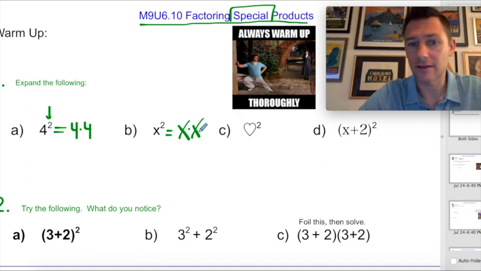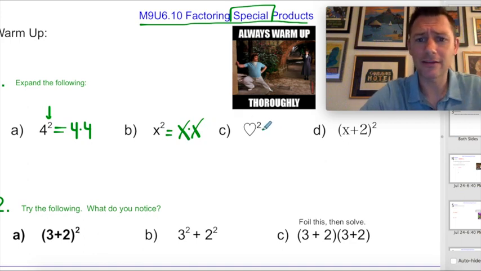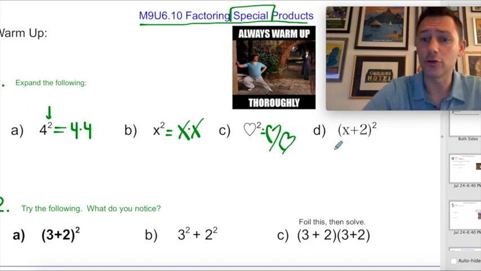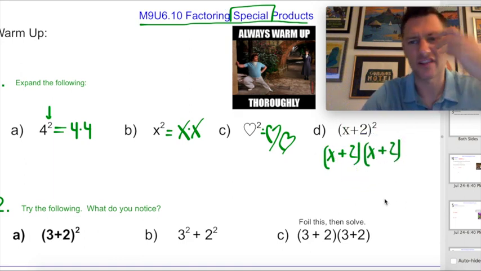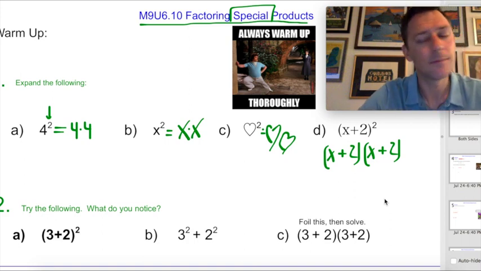x squared is x times x. We can't evaluate because we don't know what x is. Heart squared is really heart times heart. Kind of a weird green heart, so you draw on G. And then x plus 2 squared is x plus 2, and since it's squared, it's times x plus 2. Multiply it times itself.